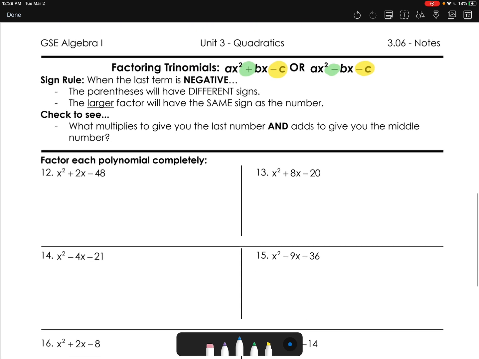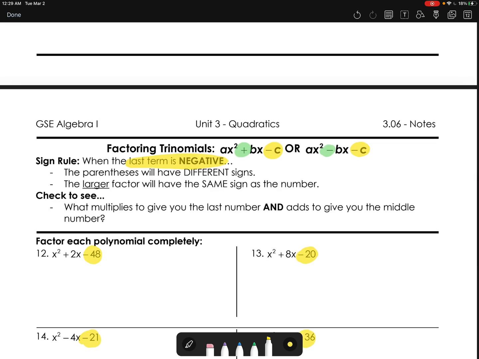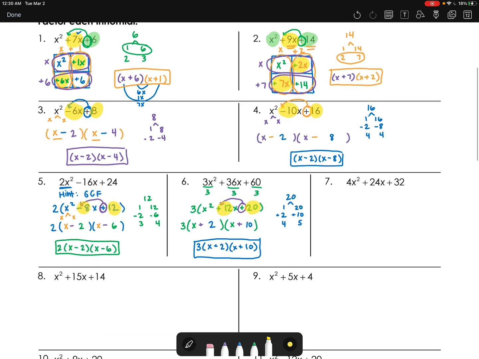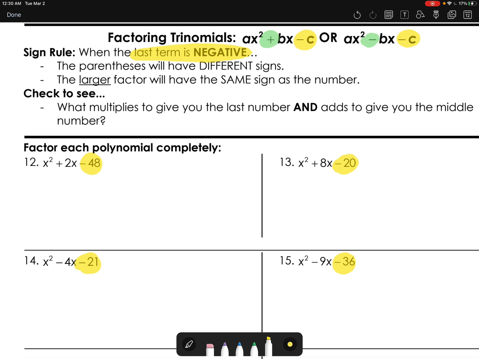So now we're going to look at the back page and do some problems here as well. This one's a little different because this time the last term is negative. C is negative here. If you look at all of them, I see negative 48, negative 20, negative 21, whereas on the front page, C was positive in all of these. So this changes things just a little bit, because C is what your terms need to multiply to, and now you're going to have different signs in your parentheses.